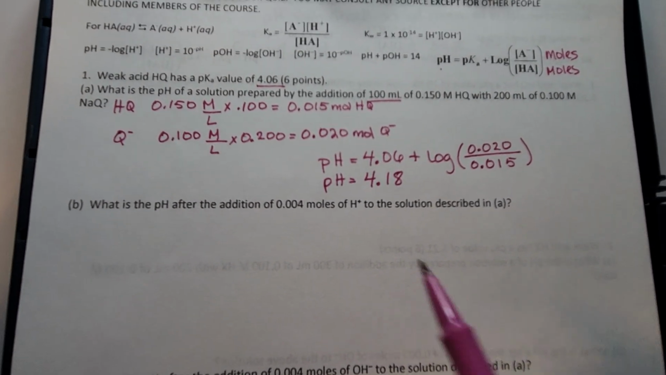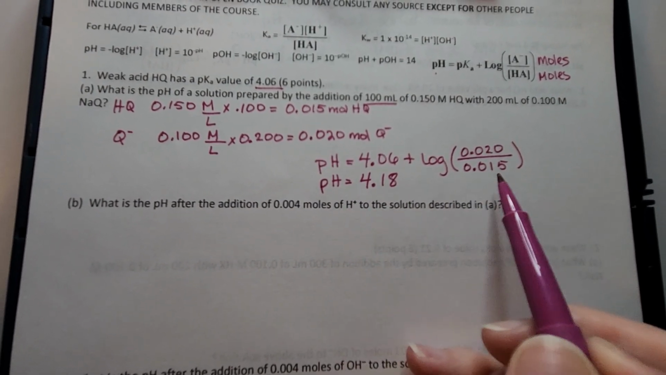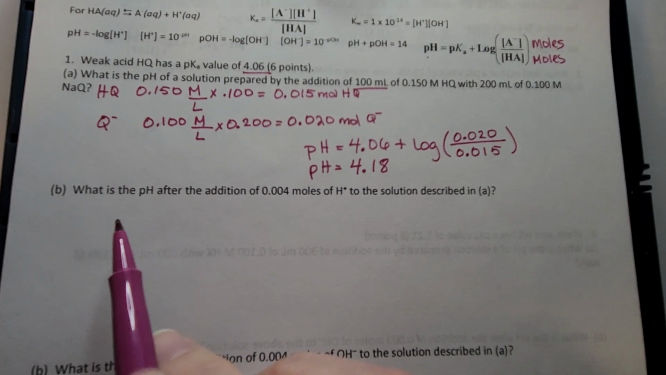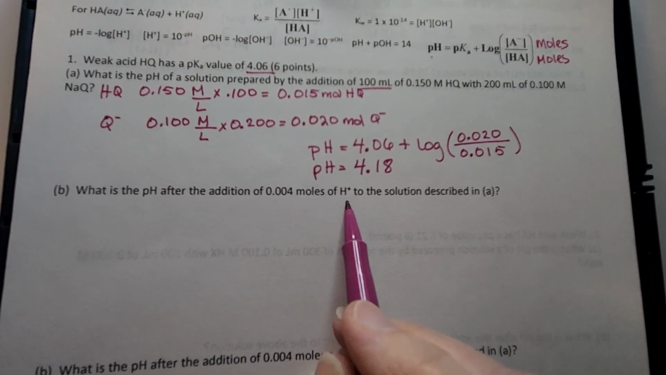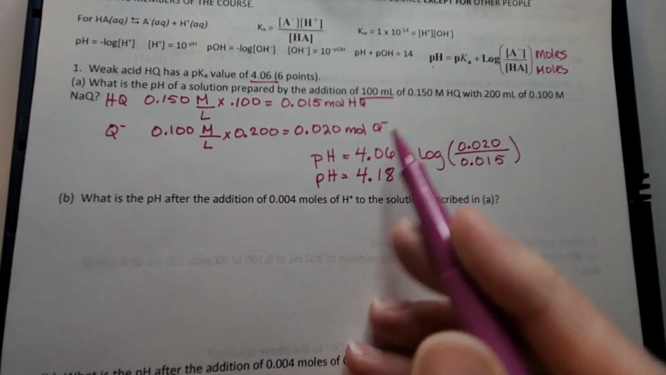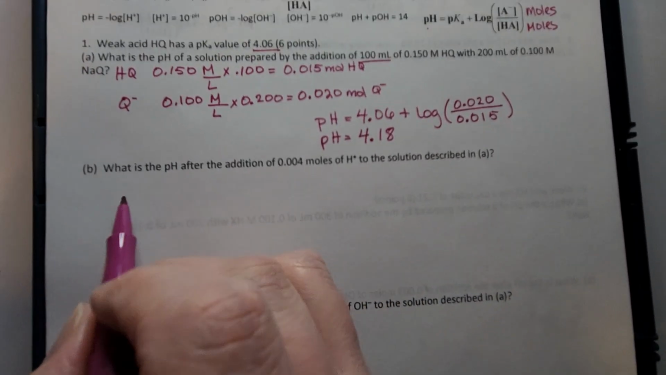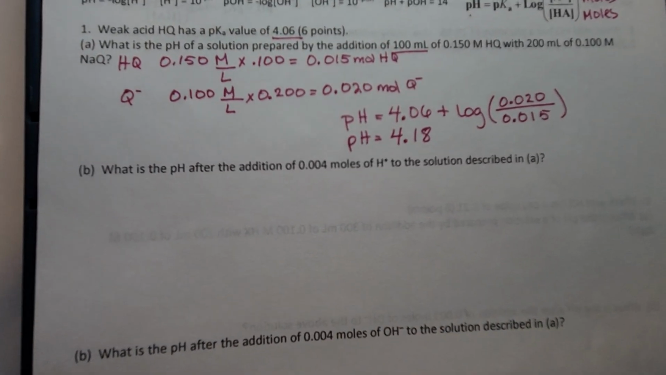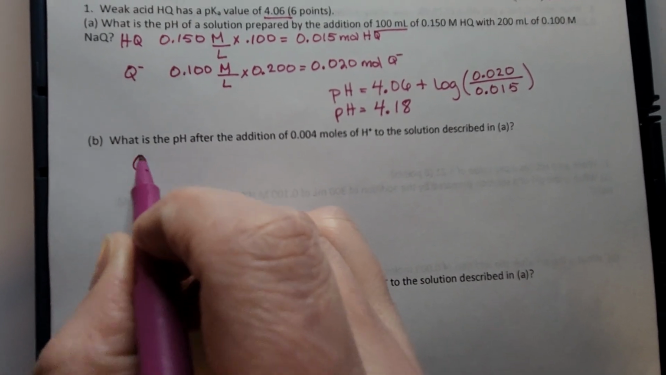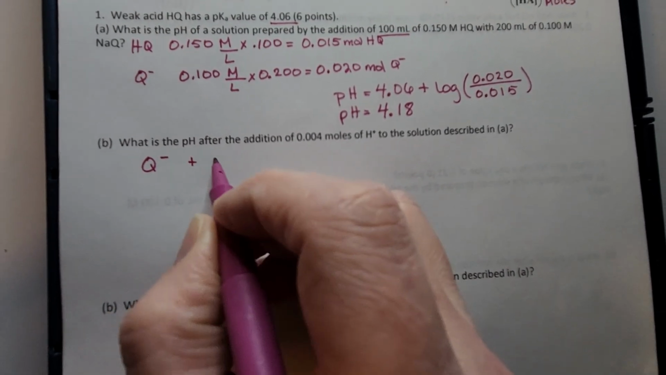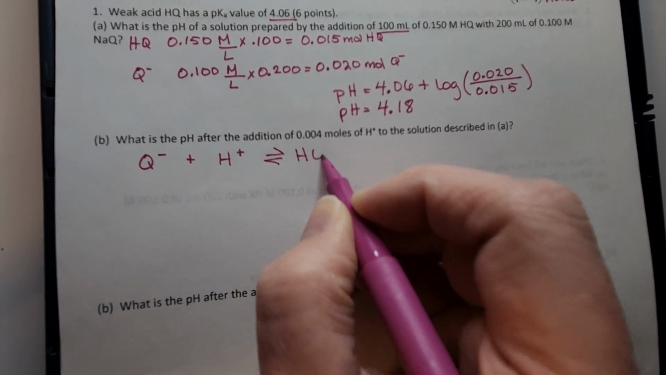Now, we're going to take our results from part A, particularly this part, and we're going to do an ice table for part B. So what is the pH after adding 0.004 moles of H plus to the solution that's described in part A? So we're going to do an ice table. And on this ice table, we are actually adding H plus. So we're going to start with Q minus plus H plus, and that is going to give us HQ.